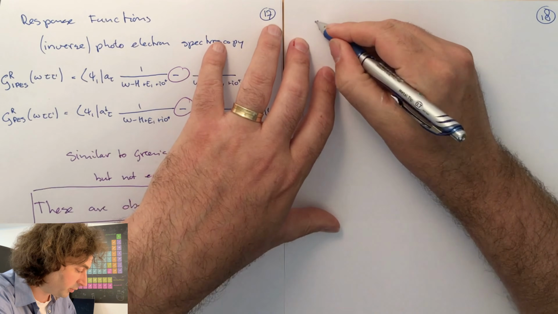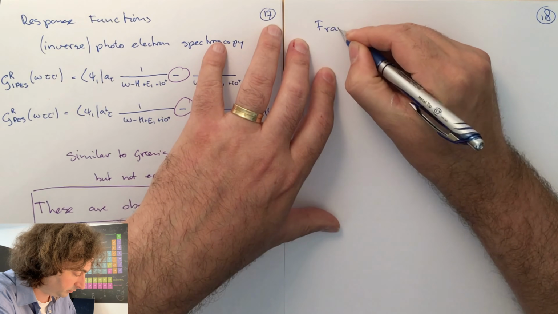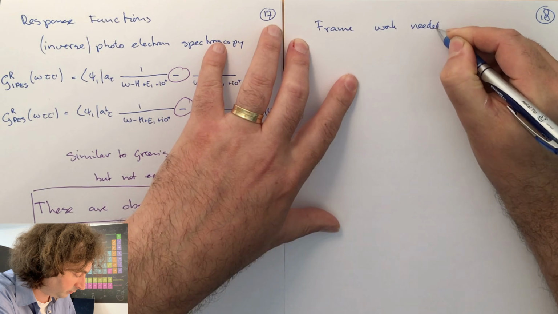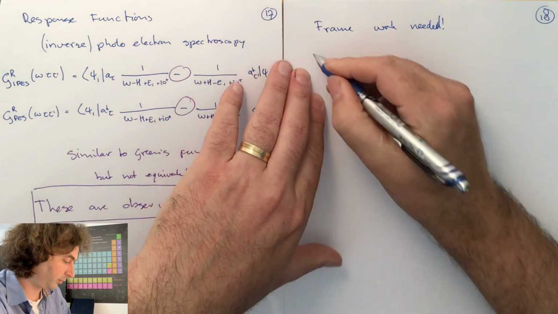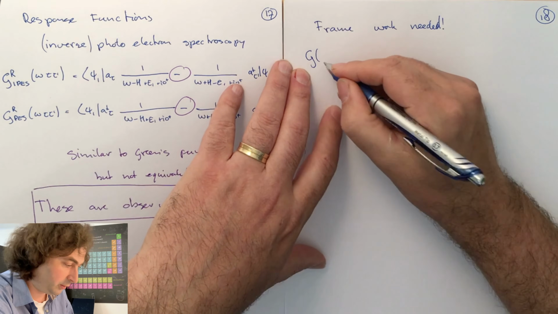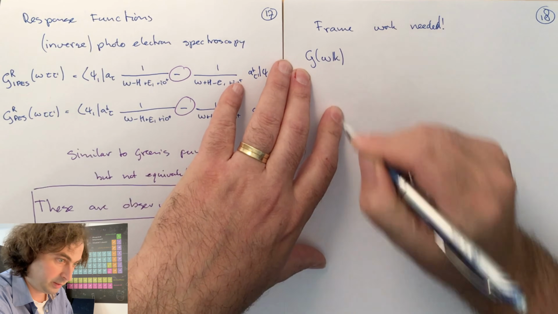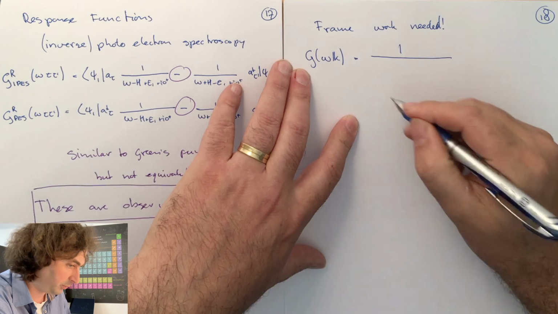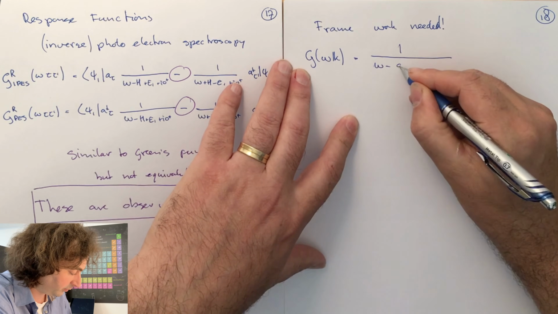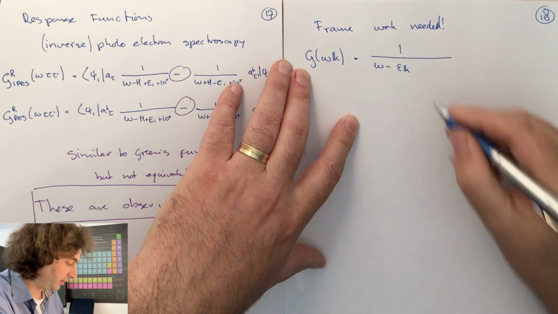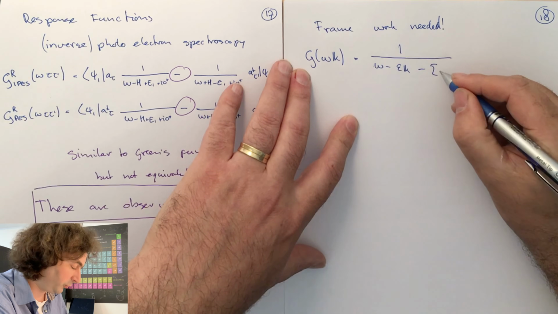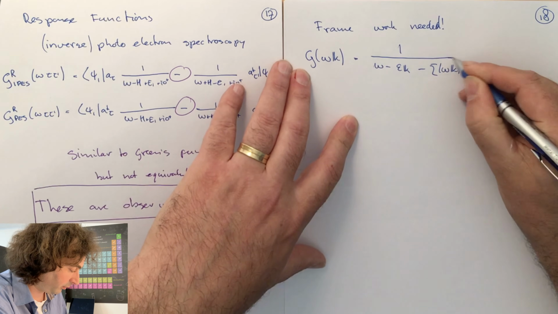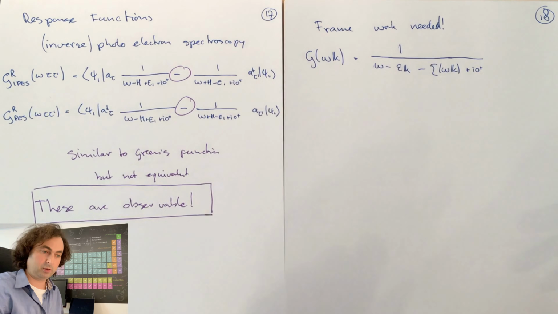So what is the framework that we want? If we look at our Green's function for an interacting system, then we want to be able to define this as the non-interacting Green's function and some form of self-energy. And we put our poles below the real axis.